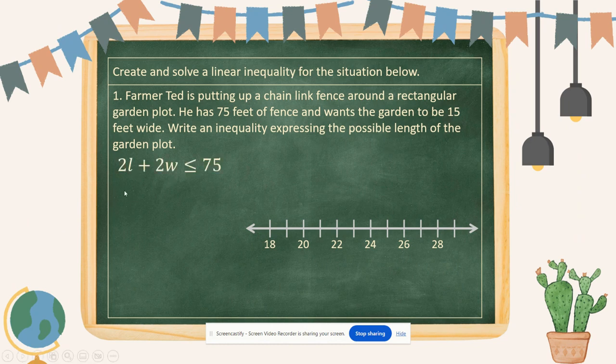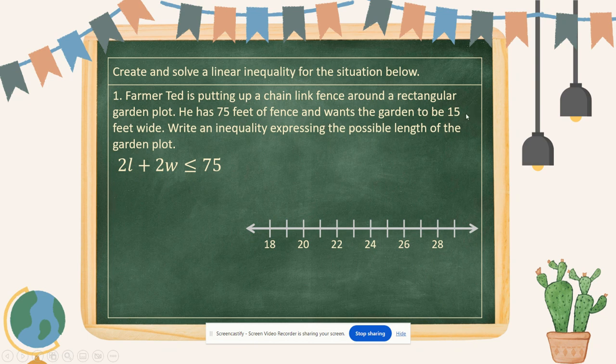When dealing with perimeter, we want to find the possible length of the garden plot. The perimeter is 2 times the length plus 2 times the width. Hopefully you remember that all this is saying is we're adding up all the sides: length plus width plus length plus width. When you combine like terms, you get 2 lengths and 2 widths, because a rectangle has 4 sides. It is less than or equal to 75. That's his maximum amount of feet. He has 75 feet of fence.